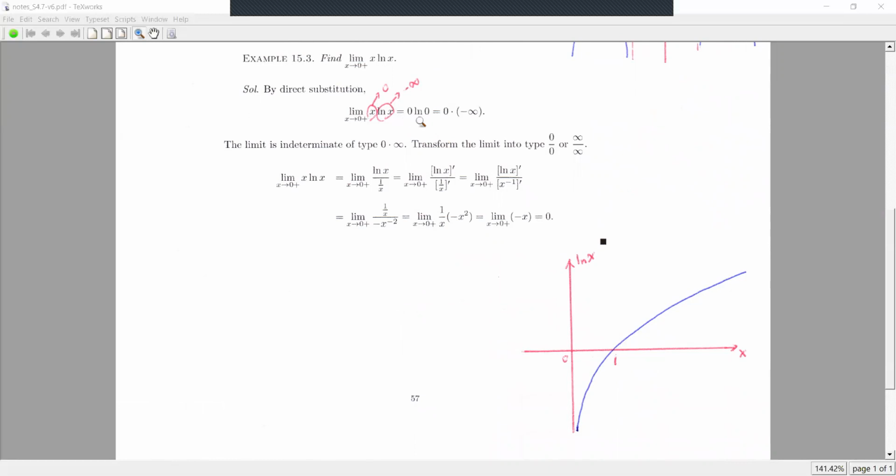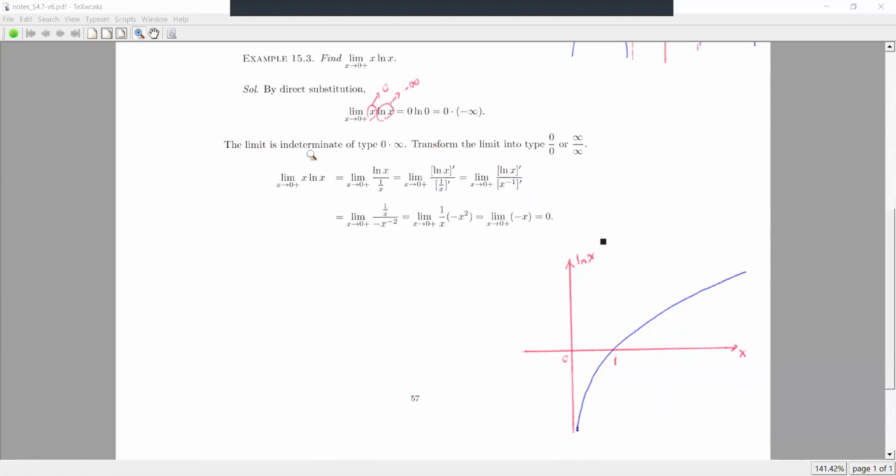What is natural log of zero? Here is the graph of natural log. As x approaches zero from the right side, the curve goes down to negative infinity. So we conclude that natural log of zero is negative infinity. The limit is 0 times negative infinity. We don't know what that is.